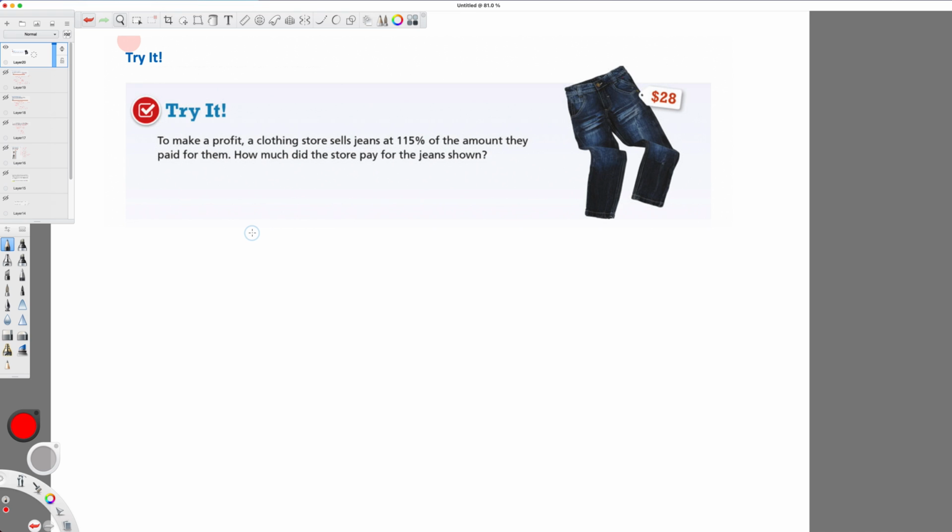This one, to make a profit, a clothing store sells jeans at 115% of the amount they paid for them. So let's take a look at that. 115% of what they paid for them is what they sell them for. So let's write that down. Some percent of what they pay is what they sell them for.